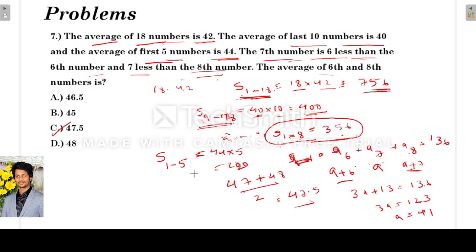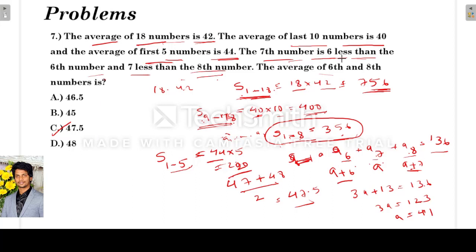And then they are telling the average of first 5 numbers is 44. So the sum of first 5 numbers will be 44 into 5, which is 220. So we were left with only 3 terms. From 8 terms we are subtracting 5, right? So we are left with A6 plus A7 plus A8 is equal to 136.